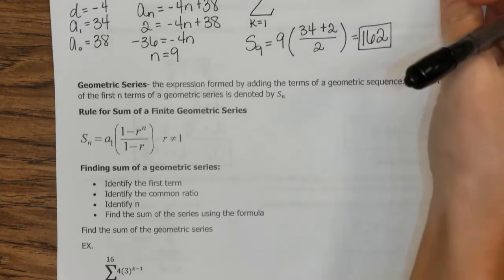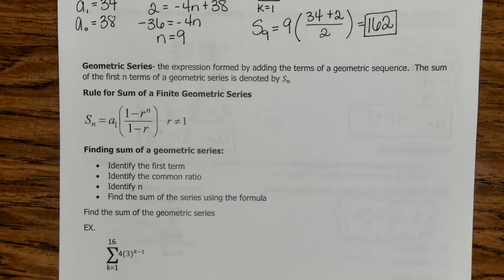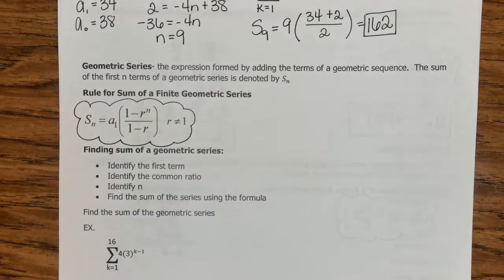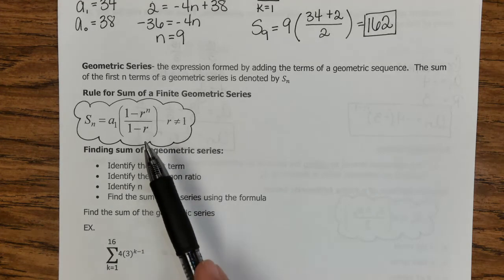So geometric series is the expression formed by adding the terms of a geometric sequence. This is your new formula for that. So the formula we just used, ignore that for geometric. Now this is going to be a finite geometric series, meaning you have a beginning and you have an end. Just like what we did with arithmetic. Geometric, there's two different ways. You've got a finite series and you've got an infinite series. So this is the rule for a finite geometric series.